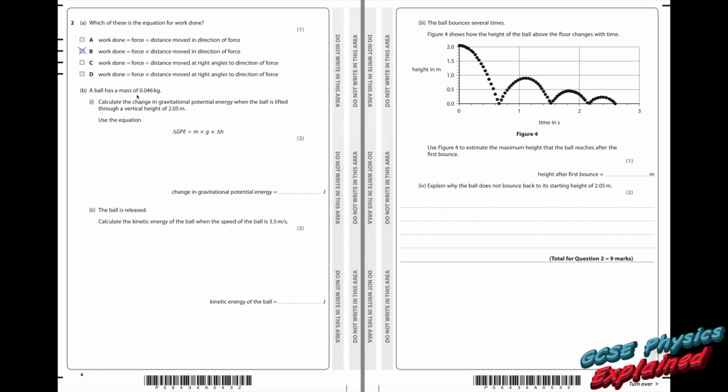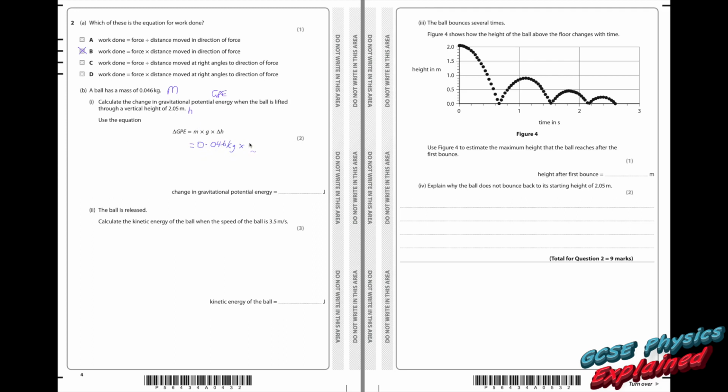Part B. A ball has a mass of 0.046 kilograms, so that's our mass. Calculate the change in gravitational potential energy, so that's GPE, when the ball is lifted through a vertical height of that. That's our H value. Use this equation. So we just need to pop the values in.